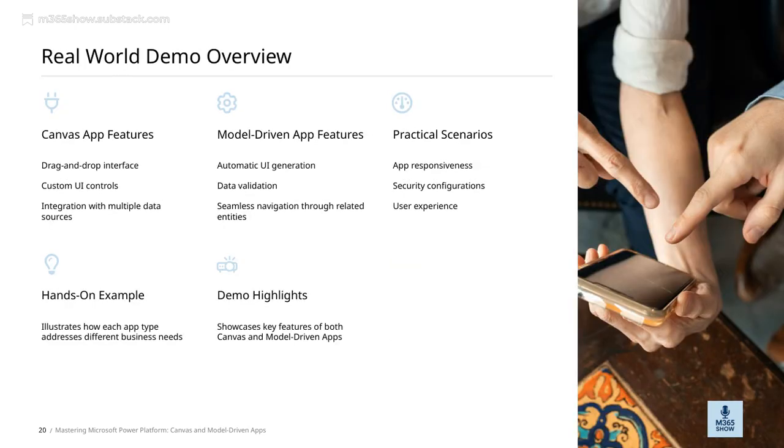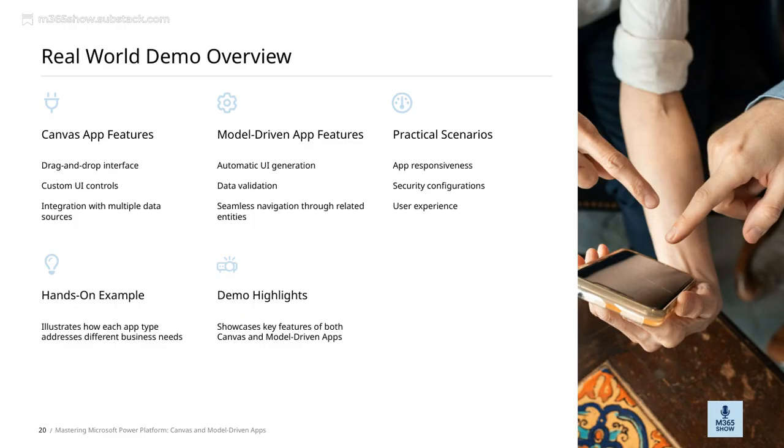Let's take a closer look at the real-world demo overview. On this slide, we're showcasing the key features of both Canvas and model-driven apps. These demos are designed to illustrate how each app type can effectively meet different business needs. You'll see practical examples that highlight app responsiveness, security configurations, and the overall user experience. We want to emphasize how these tools can adapt to various scenarios, such as automatic UI generation, data validation, and seamless navigation through related entities.